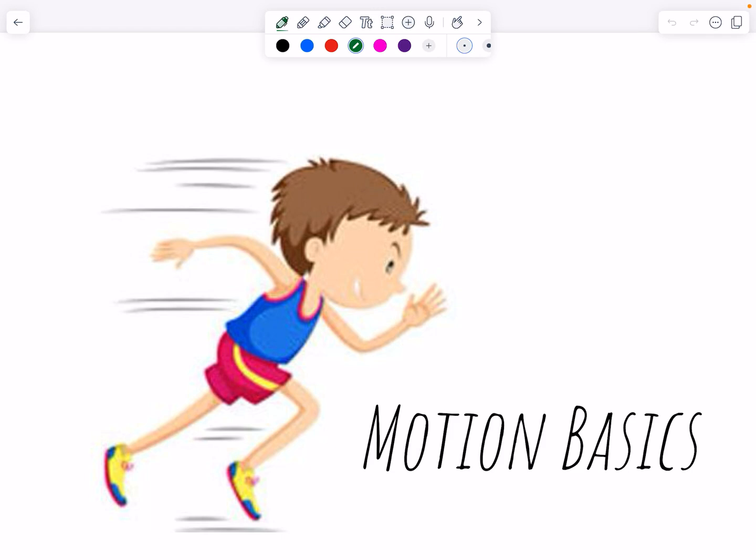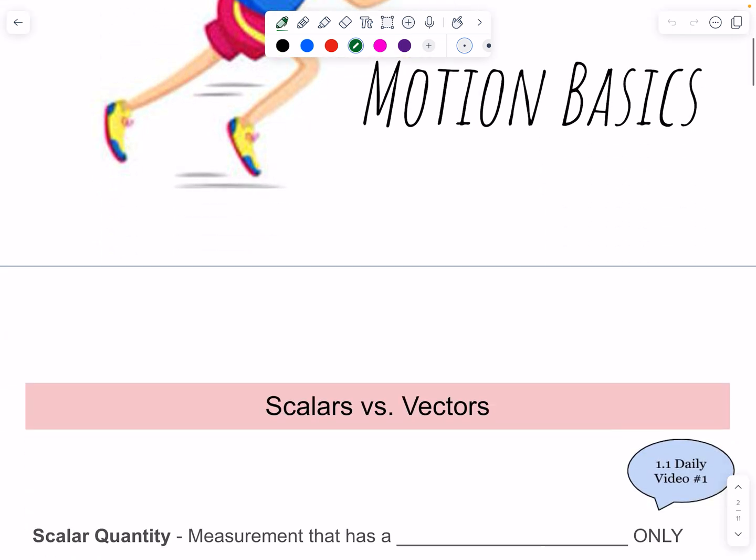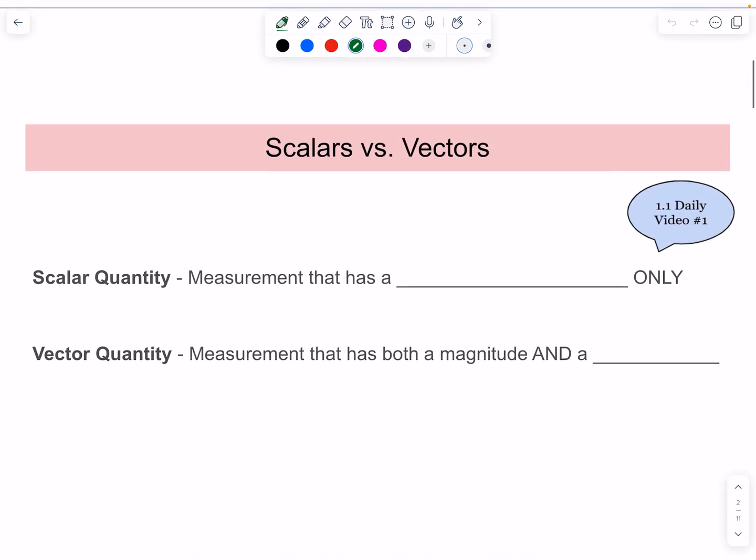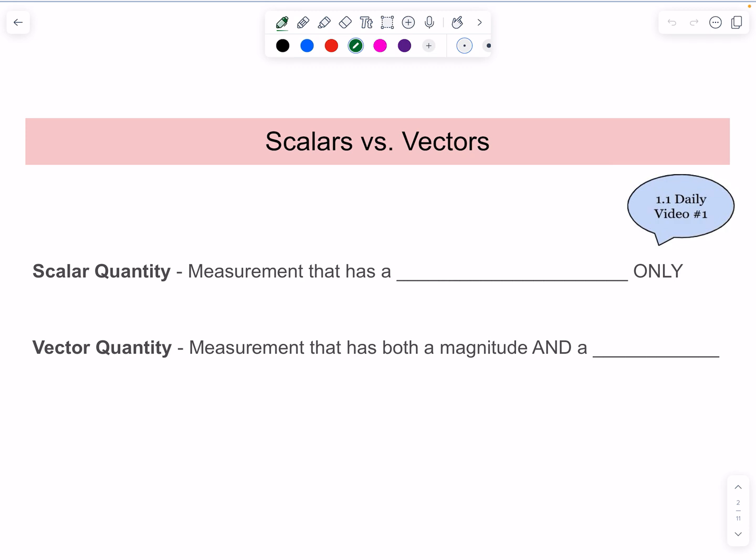All right, let's open up our kinematics unit with talking about a few motion basics. We'll start with some simple definitions. Every quantity we measure in this class we'll classify as either a scalar quantity or a vector quantity. A scalar quantity is a measurement that has a magnitude only, right? Whereas a vector quantity is a measurement that has both a magnitude and a direction.